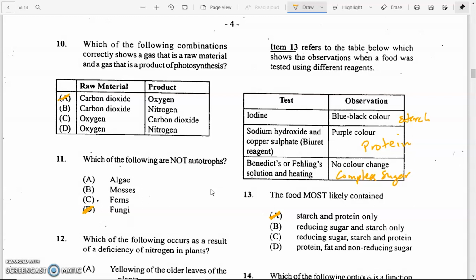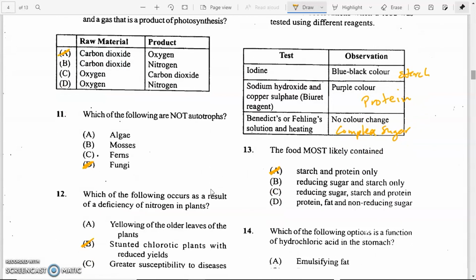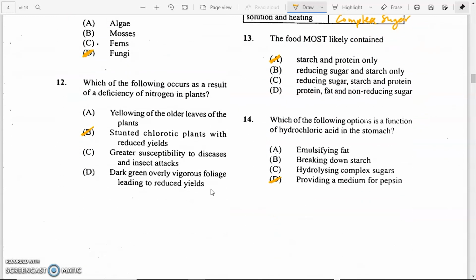Number 12. Which of the following occurs as a result of a deficiency of nitrogen in plants? You have yellowing of the older leaves of the plant. That's not true, because the yellowing of the older leaves of the plant is a part of excretion in the plant.